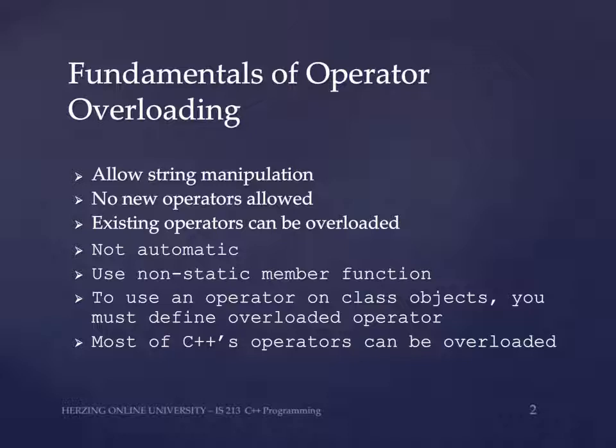Member-wise assignment is dangerous for classes with pointer members, so we'll explicitly overload the assignment operator for such classes. The address operator, or ampersand, returns a pointer to the object, and this operator can be overloaded. The comma operator evaluates the expression to its left, then the expression to its right, and returns the value of the latter expression. And keep in mind that most C++ operators can be overloaded.